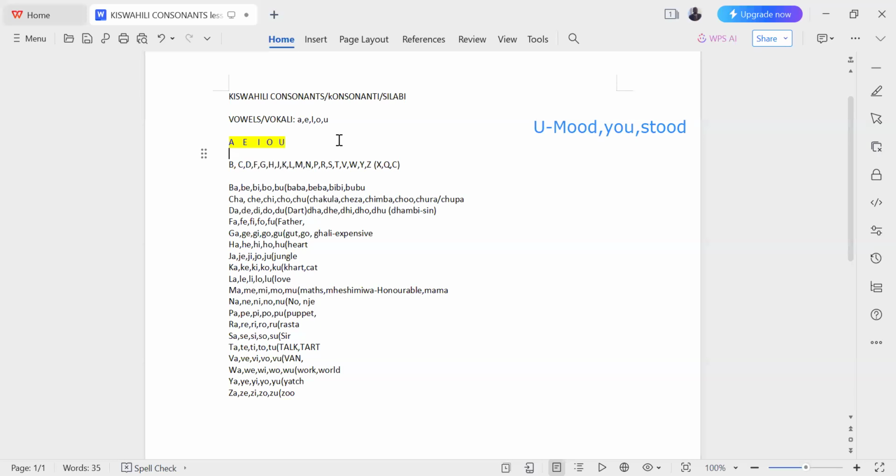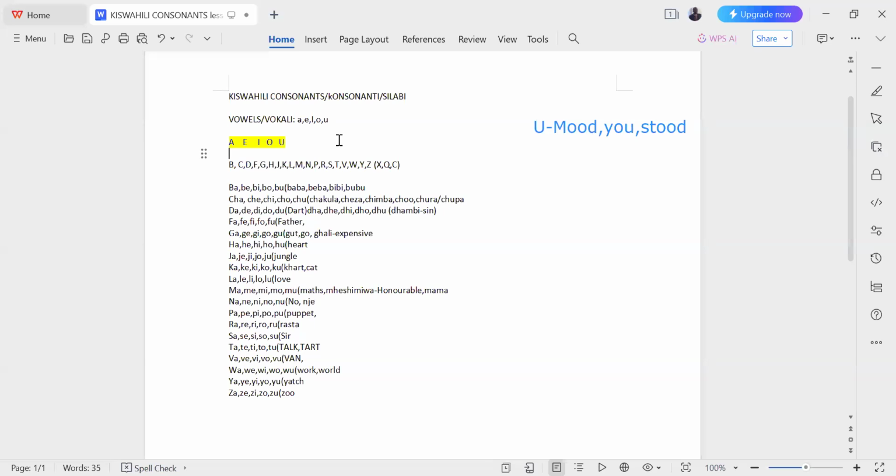Then G is like in the word gat, or go. So it is ga. Then H is like in the word hat, ha. Then J like in the word jungle. Then K like in the word cat. So it's ka. L is like in the word love. Then M is like in the word mother, ma. Then N is no. Then P comes out like in the word puppet or poor. Then R like in the word rasta, so it's ra.